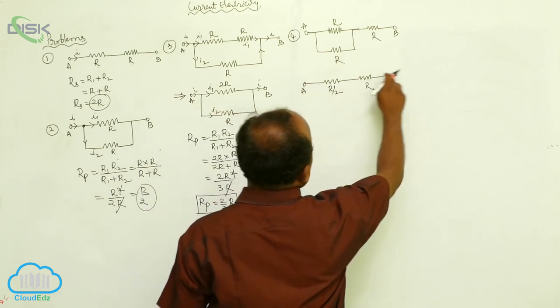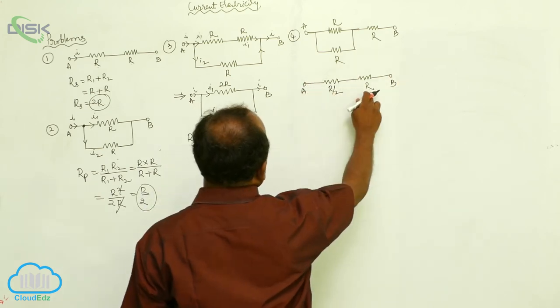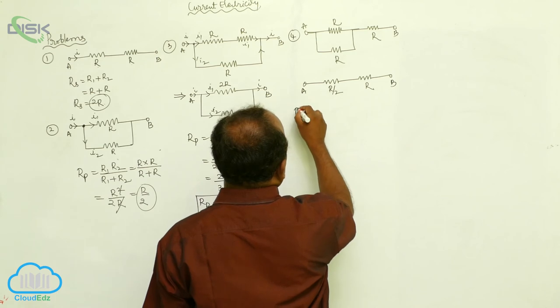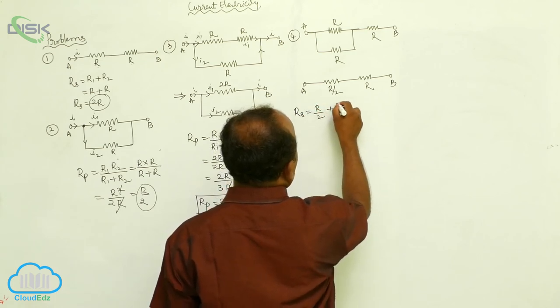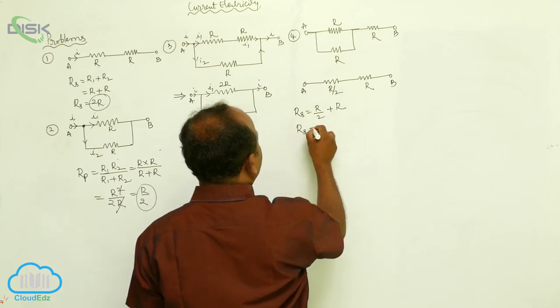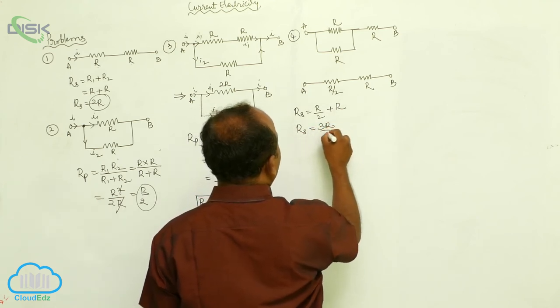Between these two, current has a unique path. Therefore, these two are said to be in series once again. Therefore, RS is equal to R1 plus R2 plus R. Therefore, RS is equal to 3R by 2.